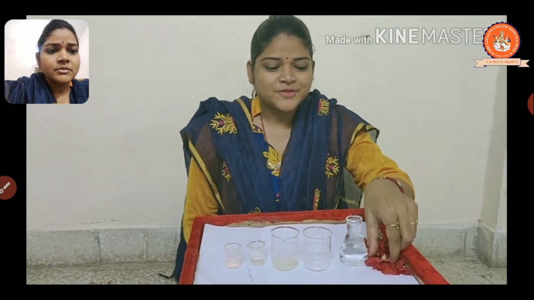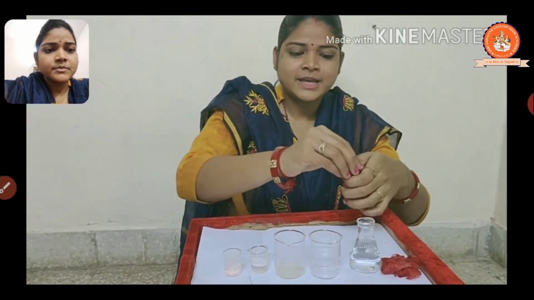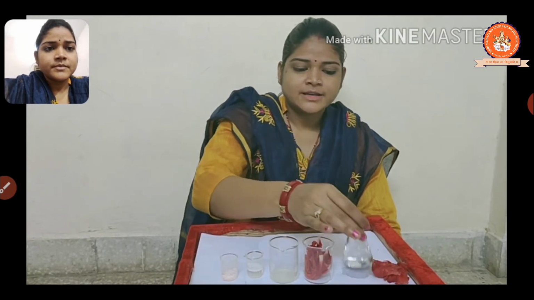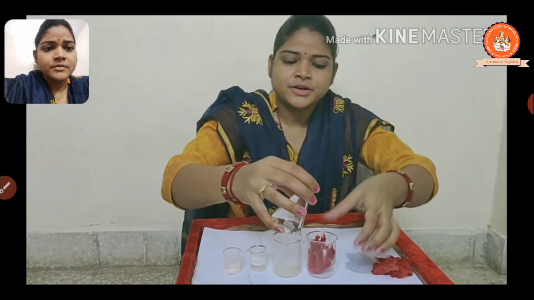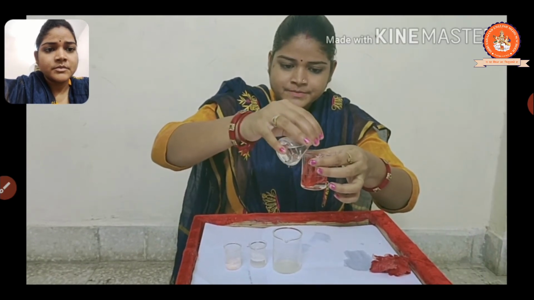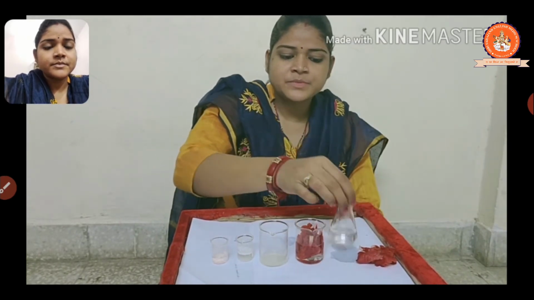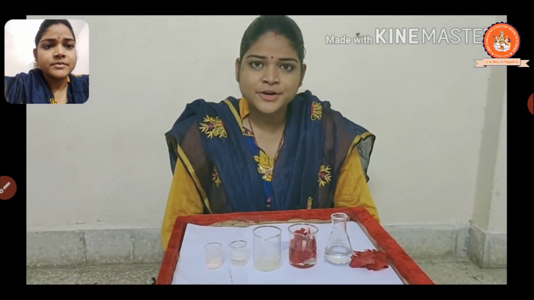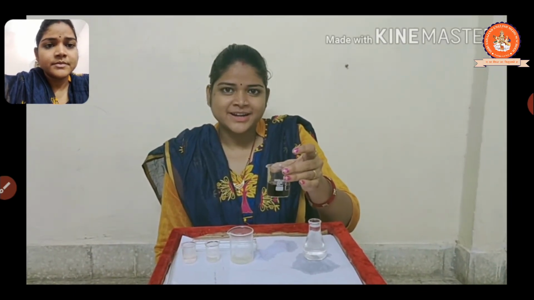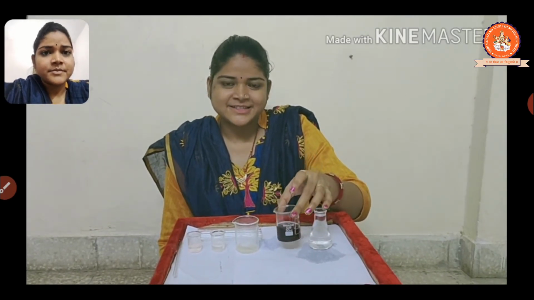Right? So first collect some China rose petals and keep them in the beakers. Then add some warm water into it. And keep the mixture for some time till the water becomes colored. So colored water is prepared and it is used as China rose indicator.